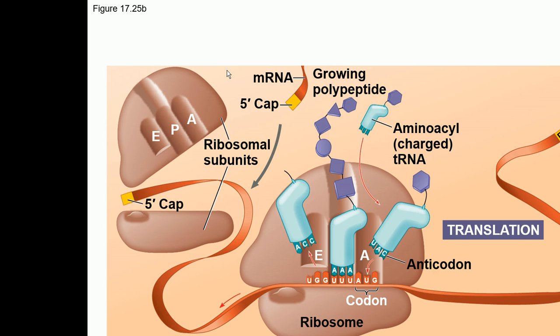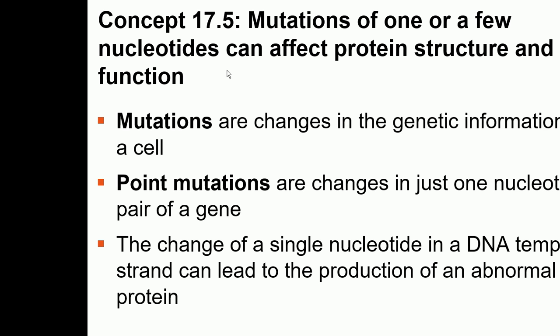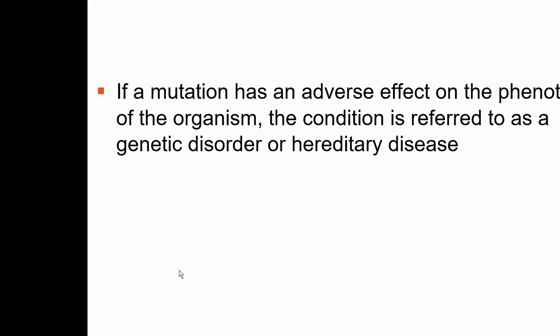Now, what are mutations? Mutation is a sudden change or a random change in the DNA. So mutations are changes in the genetic information of a cell. We are going to talk about different kinds of mutations. Point mutations are those mutations which are just in one nucleotide. So this is a typical example of a point mutation which takes place in sickle cell anemia.